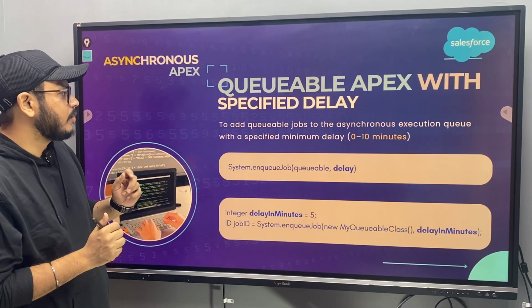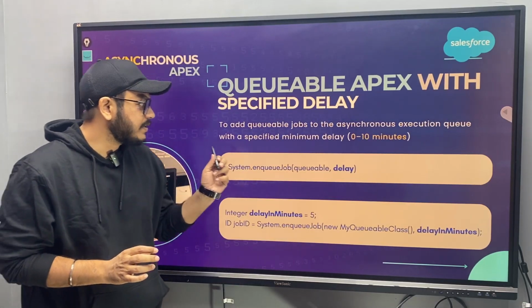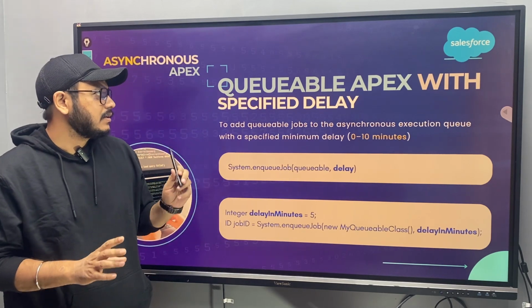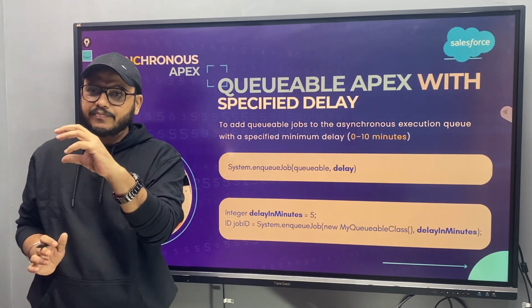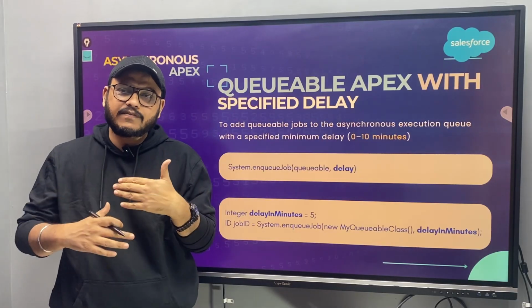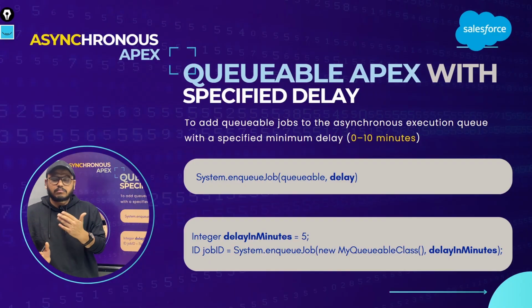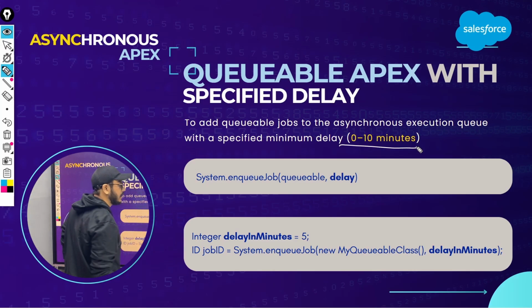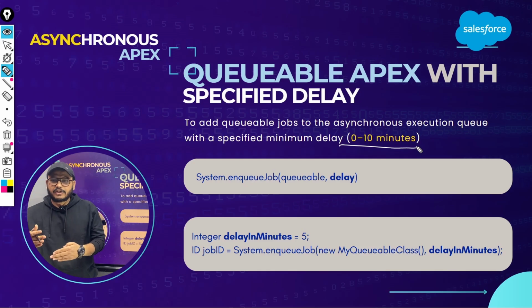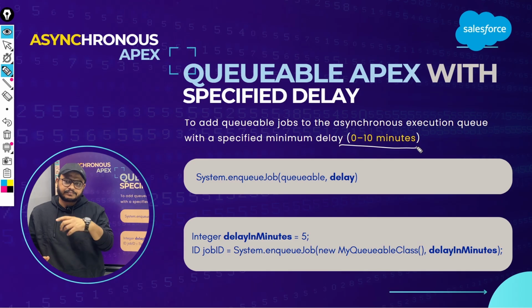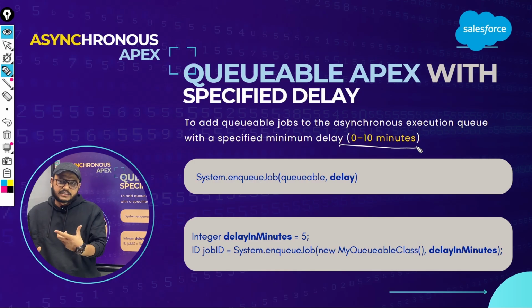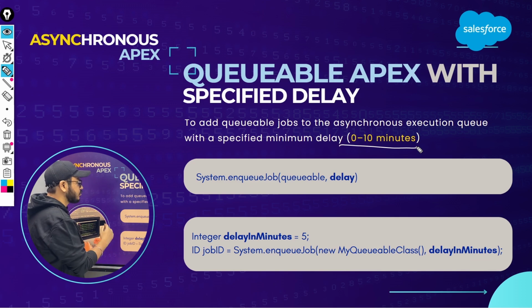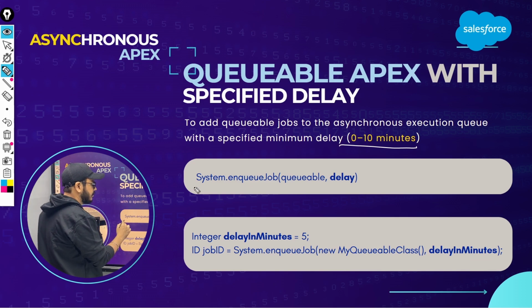To add a Queueable job to the asynchronous execution queue with a specified minimum delay, you can specify the time so that your job gets into the job queue only with that specific delay. The range which we can define for that is 0 to 10 minutes. So the moment your System.enqueueJob is called, if you have specified the delay, your job will get into the job queue with that particular delay. Now, how do we define that? Here is the method which can be used.